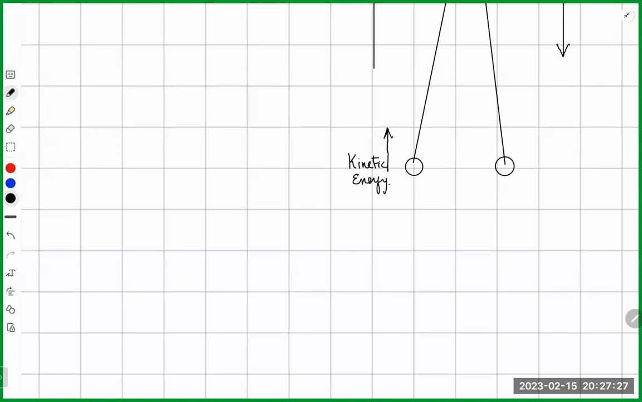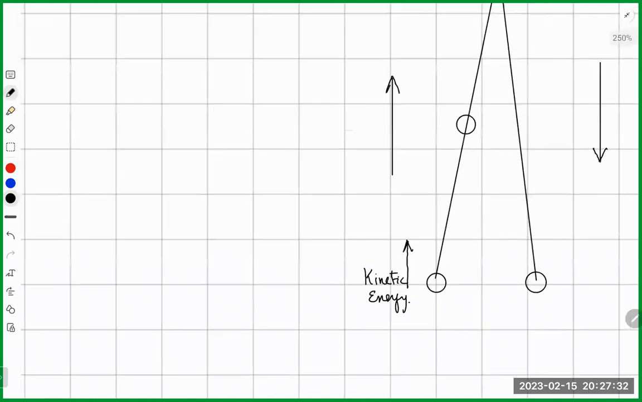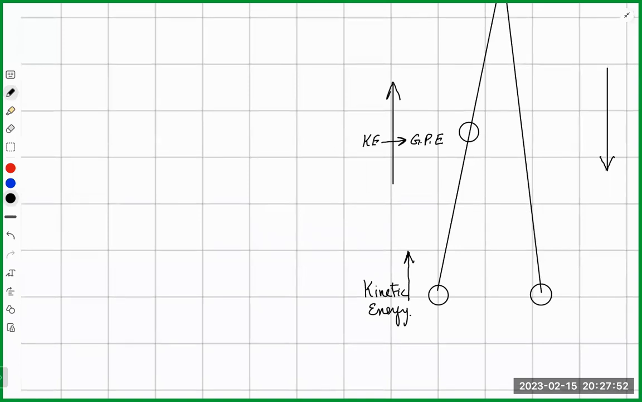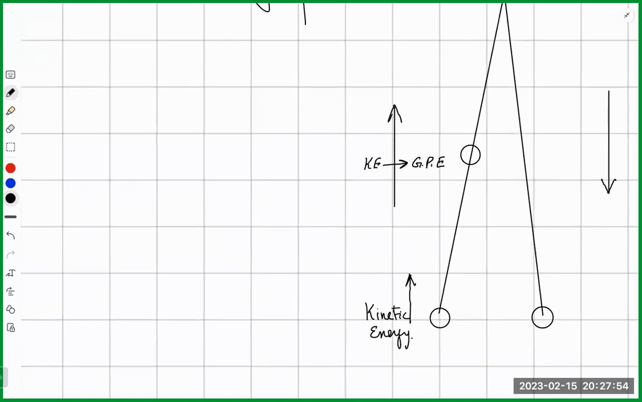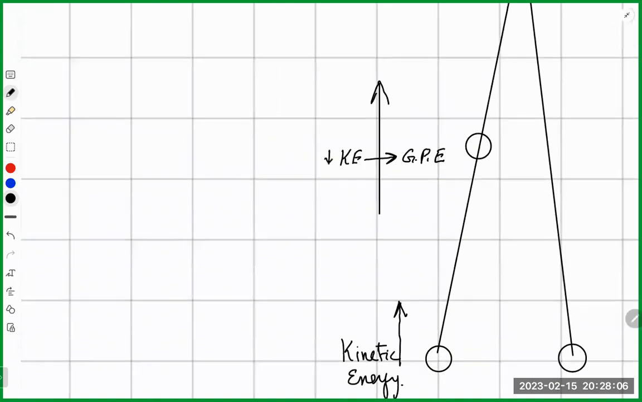So the object is going up. While the object is going up, its kinetic energy is converting into gravitational potential energy, because it is gaining height. If one type of energy is converting into another type of energy, it means the first type should decrease and the second type should increase. So the kinetic energy is decreasing and gravitational potential energy is increasing.